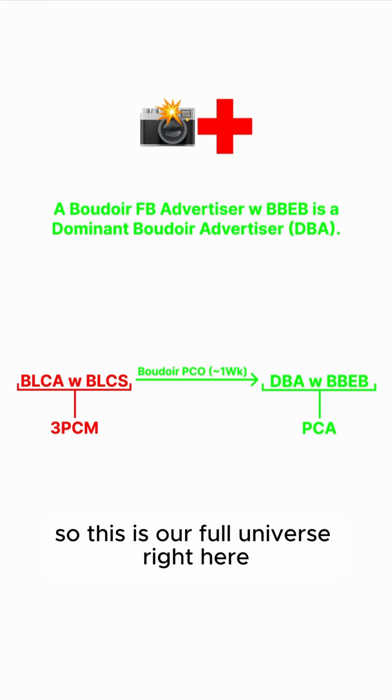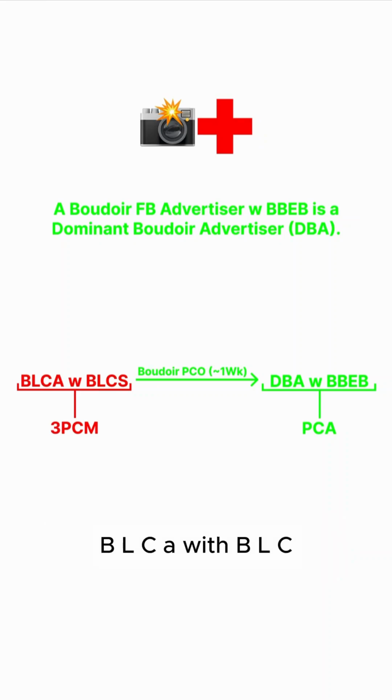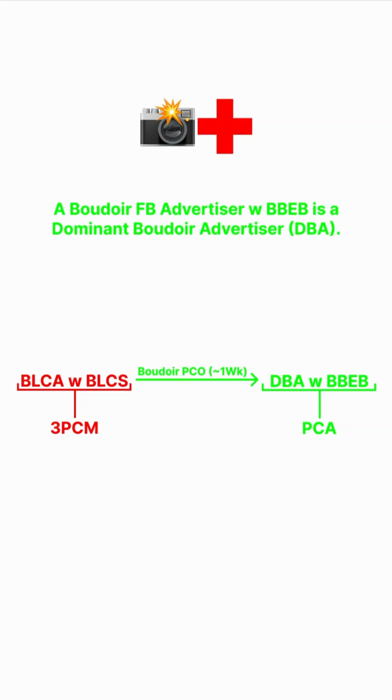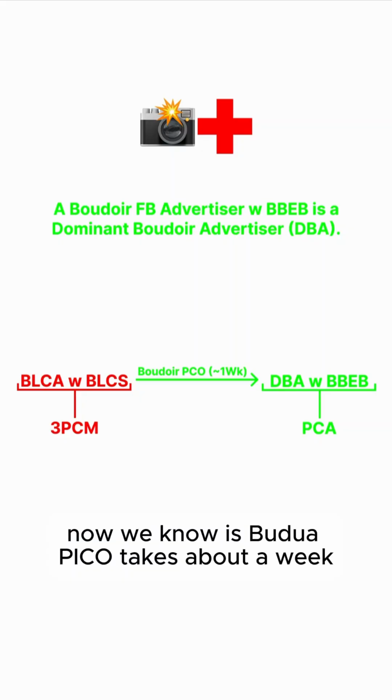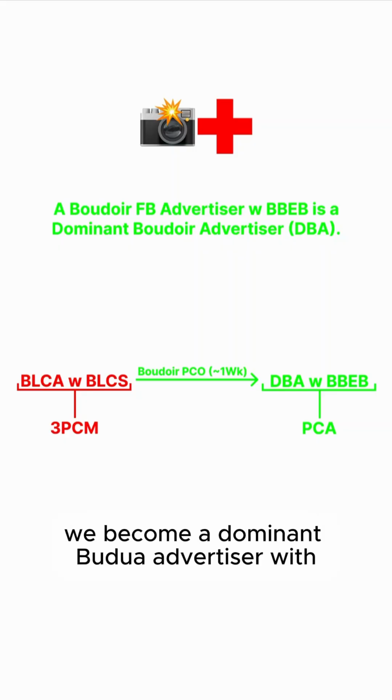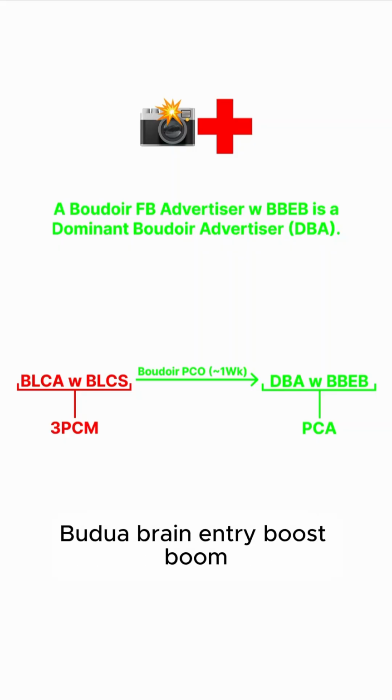So this is our full universe right here. BLCA with BLCS is caused by the 3 pre-click mistakes. The solution, now we know, is Boudoir Pico. It takes about a week. We achieve pre-click alignment. We become a dominant Boudoir advertiser with Boudoir brain entry boost.